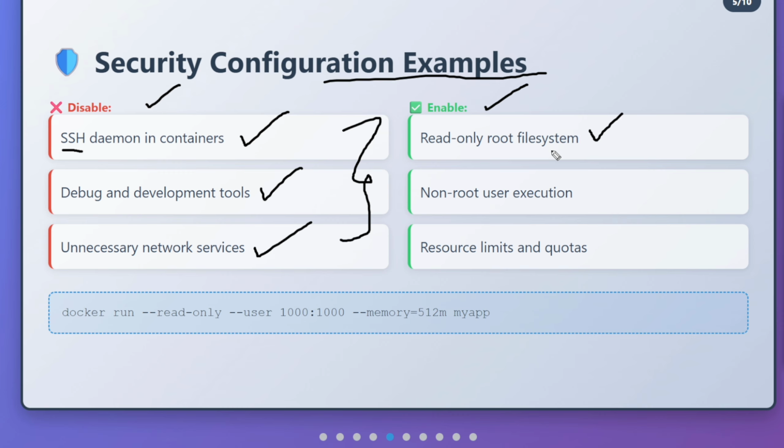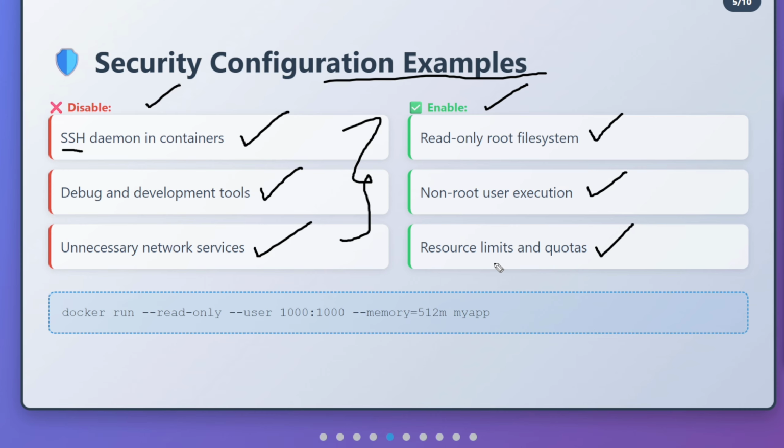This basically prevents the attackers or existing applications from modifying the system files, so that may contain crucial important data. Okay, and no root user exception. So run the containers as non-root users. If someone breaks in, they won't have admin level of access. So that is the significance here.